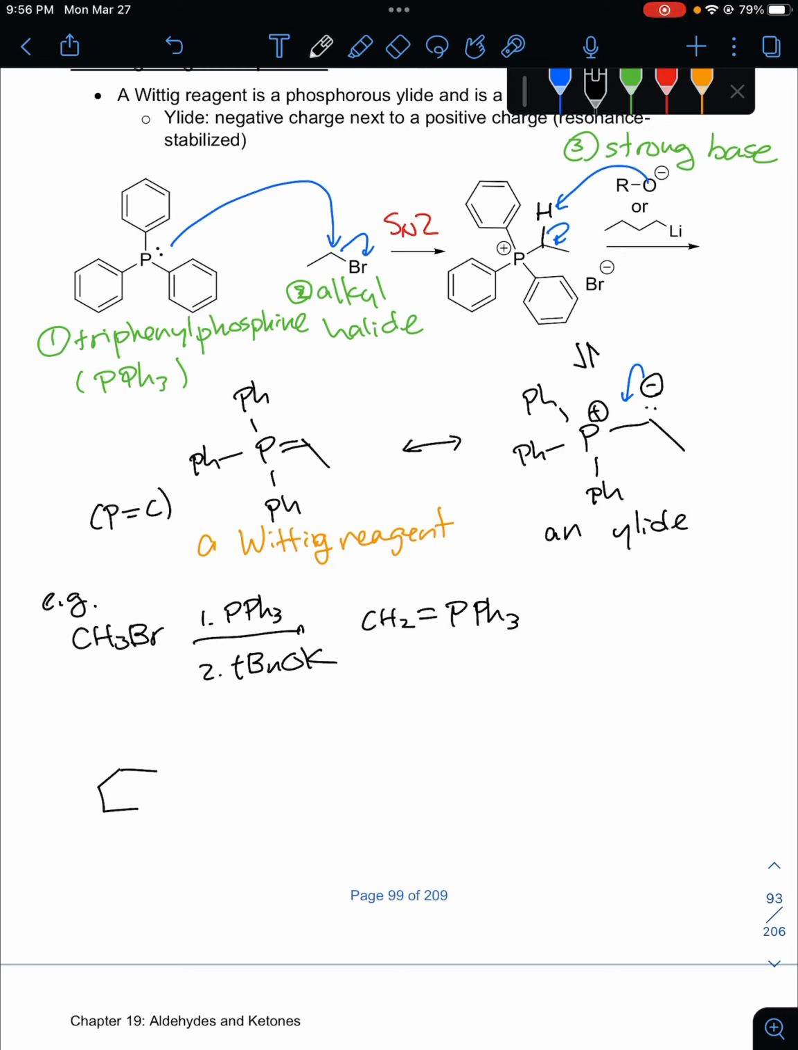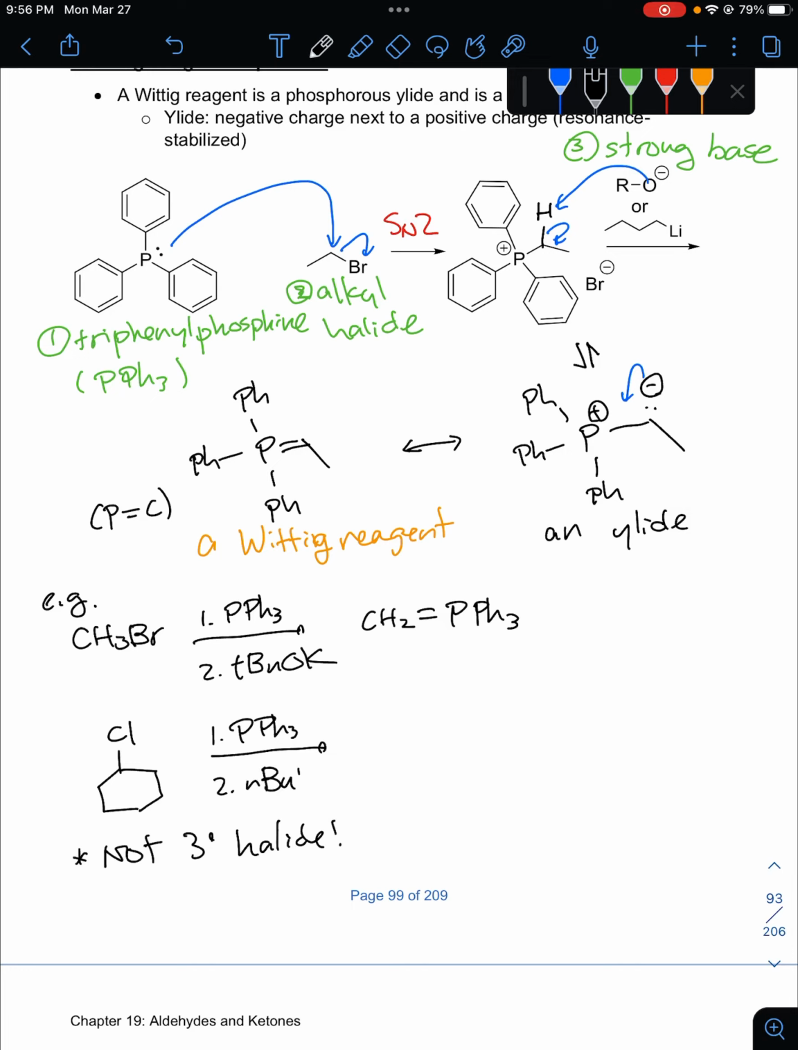Let's think about another example of a Wittig reagent. You can start this off with a secondary halide as well, just not a tertiary. Not a tertiary halide, but secondary is okay. So in this case, I might still have to treat it with triphenylphosphine.